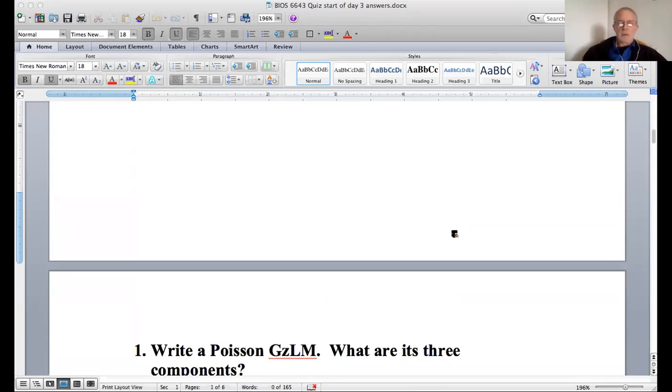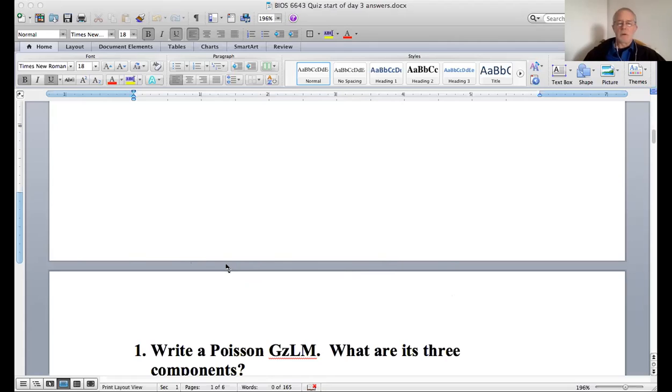So this first one, write a Poisson generalized linear model. What are its three components? So maybe I ought to back up even a little bit before that. What's the whole purpose of generalized linear models? Why were they developed? What kinds of problems were they developed for? Fitting non-normal data. Yeah, fitting models to non-normal data. Any kind of non-normal data? Exponential family. Good, exponential family.